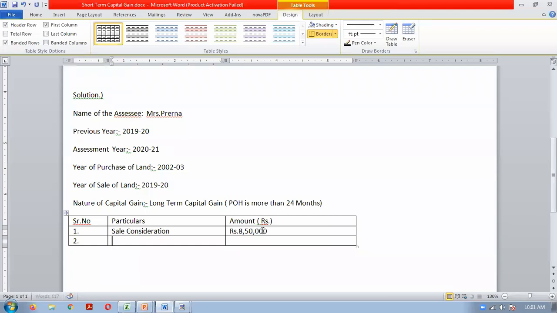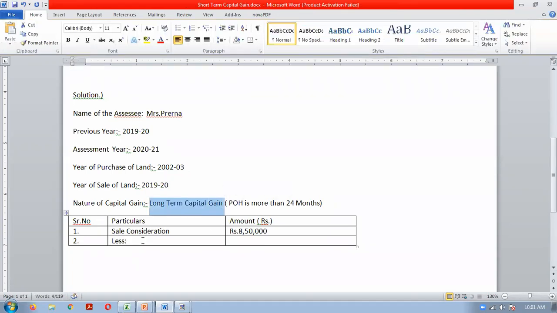Next, we will have to reduce the cost of acquisition, but it is a long-term capital gain. So we will have to calculate the indexed cost of acquisition.